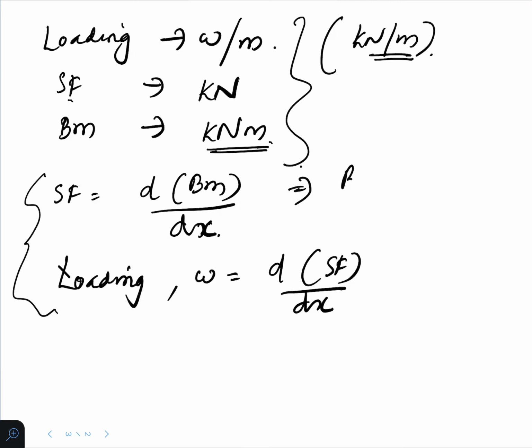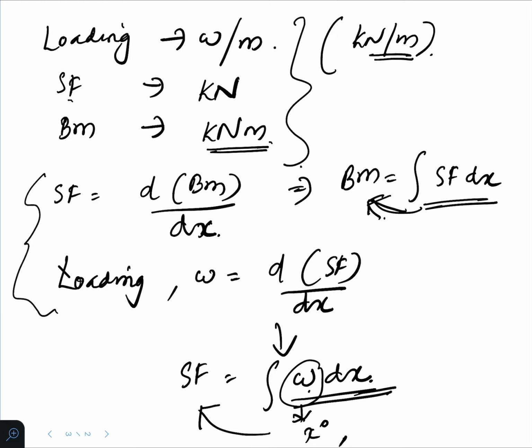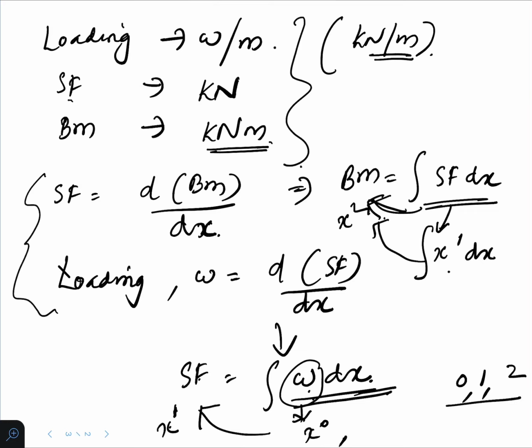So what will happen? Bending moment will be the integral of shear force into dx, and shear force is equal to the integral of loading into dx. The area under the loading curve will give you shear force, and the area under the shear force diagram will give you bending moment. It means that if loading is of x raised to 0 degree, then shear force will be x raised to 1 degree. And if shear force is x raised to 1, integrating gives bending moment of x square degree. So loading is 0 degree, shear force 1 degree, and bending moment 2 degree. This will be our pattern.